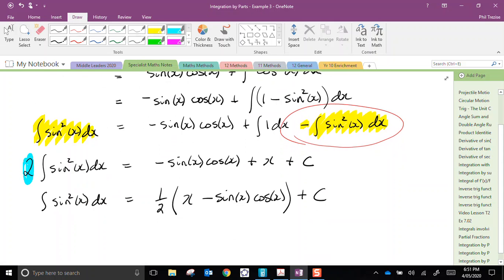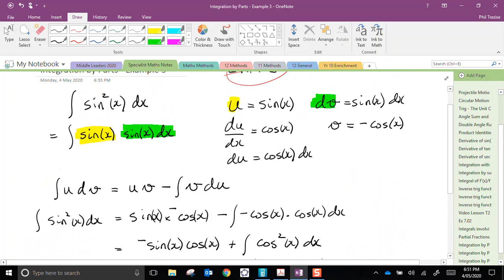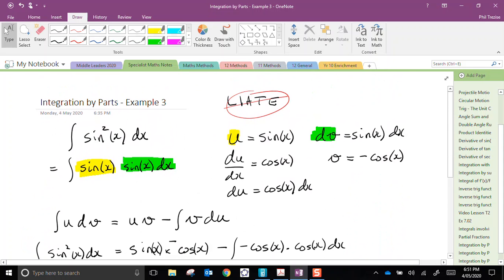So there are a number of extra little tricks that we need to be aware of when using integration by parts. That's just one of them.